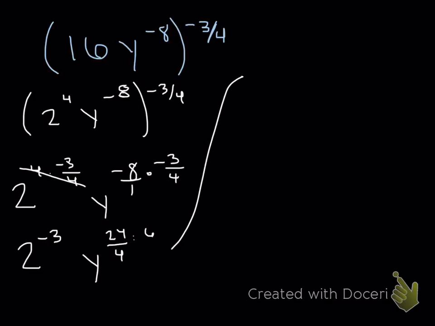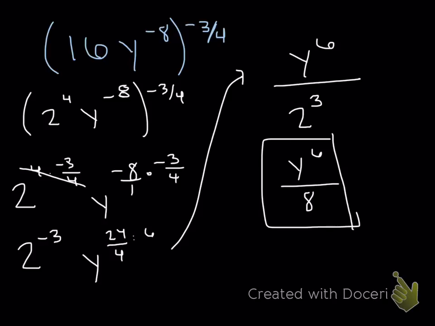So now I'm at the point where I need to fix this. So the 2 to the -3rd is what's going to move below. The y to the 6 has a positive exponent, so it stays where it's at. And then my final answer would be y to the 6 over 8, because 2 times 2 times 2 is 8. Final answer.